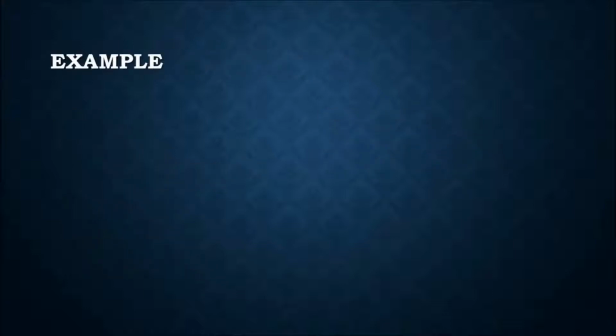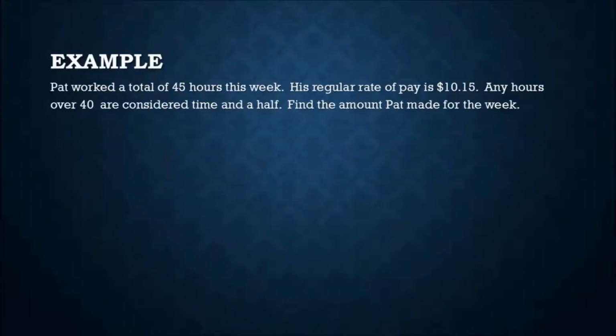Let's look at an example. Pat worked a total of 45 hours this week. His regular rate of pay is $10.15. Any hours over 40 are considered time and a half. Find the amount Pat made for this week. So again, to find the total pay, we need to do the regular pay plus the overtime pay.